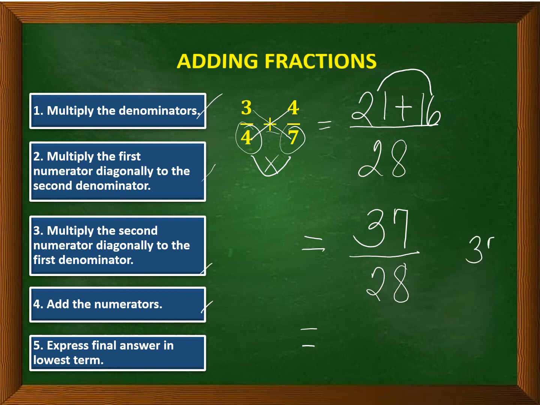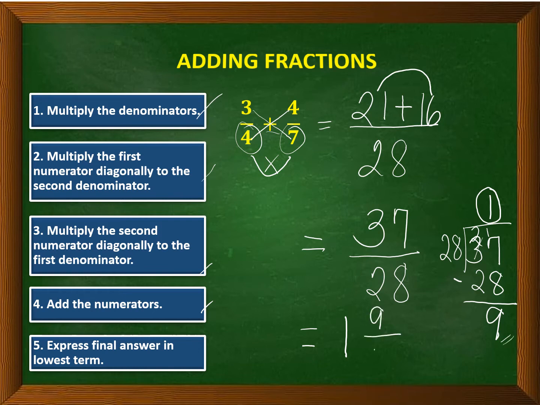That's right. Let us divide 37 by 28. How many 28s are there in 37? 1. Then 1 times 28 is 28. Let's subtract. We have 9. All right. So this is 1. And the remainder 9 will be our numerator. And we will just copy the denominator 28.